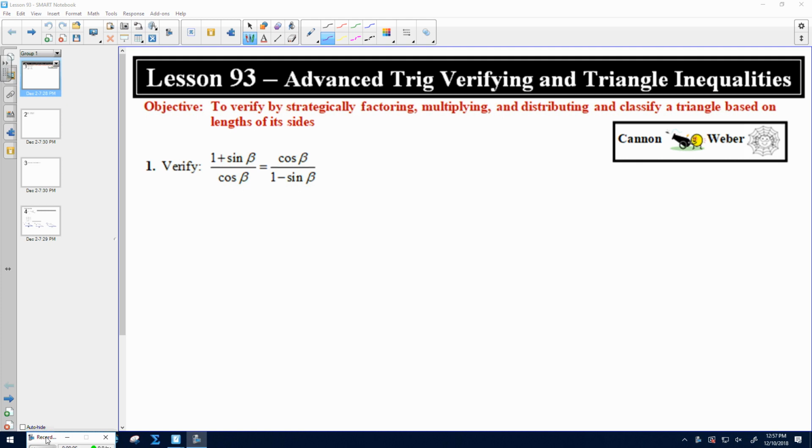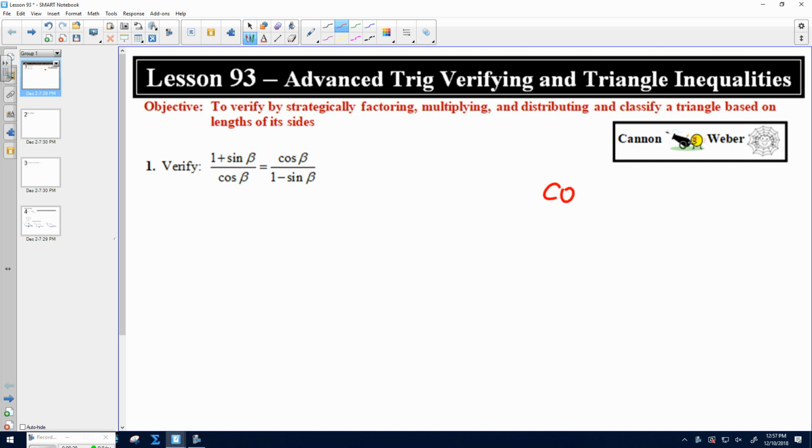Though, we're just trying to make the left side look like the right side on these identities. So we've got 1 plus sine b over cosine b. The goal is to make these look like your Pythagorean identities. So we need to have stuff that's squared in order to use the Pythagorean identities, okay? You cannot replace this with anything unless it's squared.